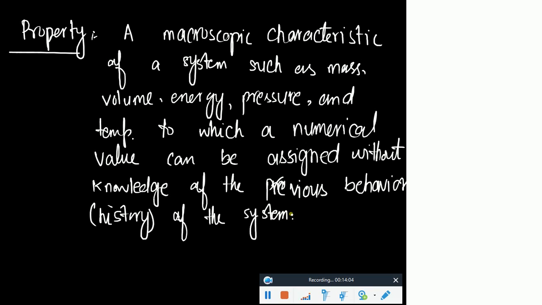Like for example, if I want to estimate what the temperature is at this point, I don't need to see what the temperature was during the last night. I can just put a thermometer over there and come up with the temperature value. So a numerical value can be assigned to that. Similarly you can find out density, pressure and all the other things. This is the traditional definition of property.